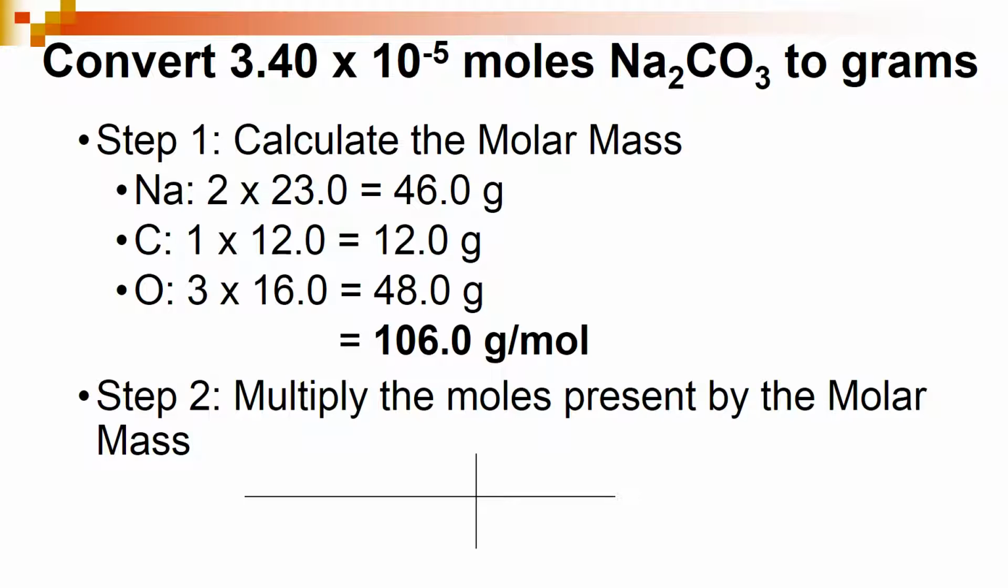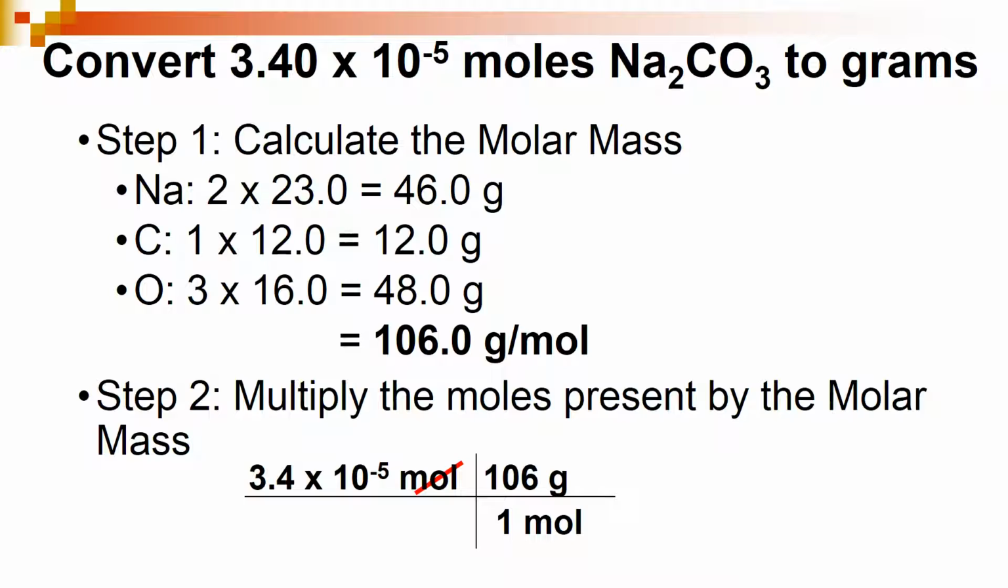Now, since we're converting from moles to grams, we're going to multiply the moles present by the molar mass. So let's input our initial value of 3.4 times 10 to the minus 5 moles. Again, whatever unit we start with on top has to be the unit on the bottom. So if there are 106.0 grams in 1 mole, I could also say that 1 mole of sodium carbonate is equivalent to 106 grams of sodium carbonate.